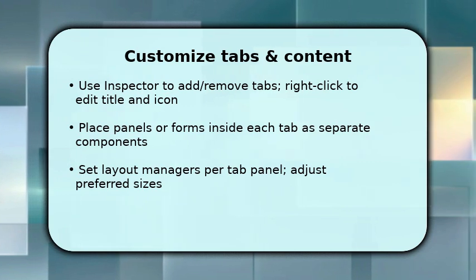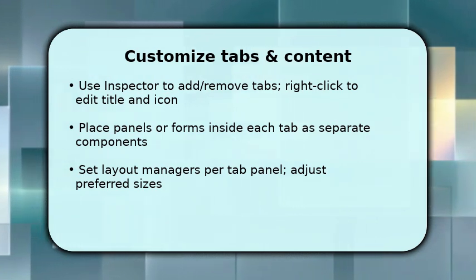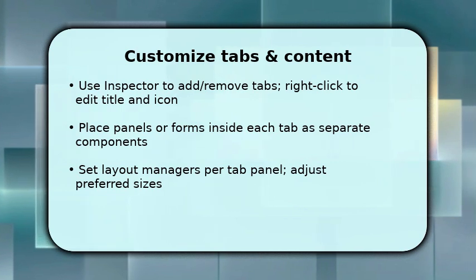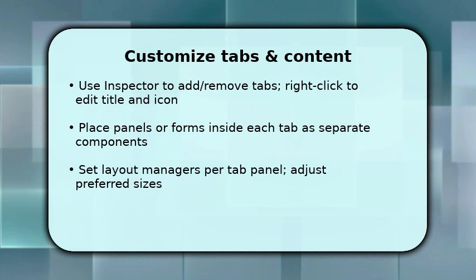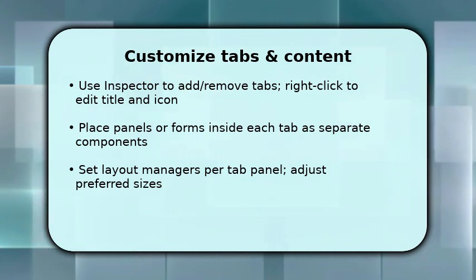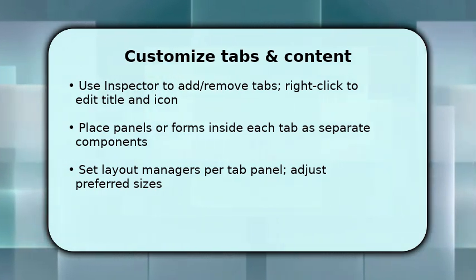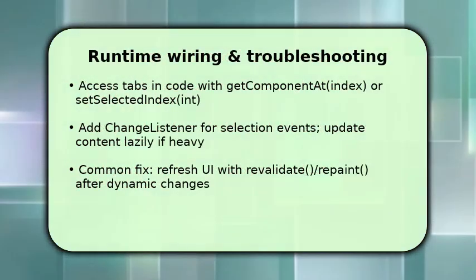controls. Once panels are placed, wire them to your JFrame class, expose methods, or use event listeners. Make sure to test tab switching in the preview to verify layout behavior. Finish by wiring runtime behavior and ensuring smooth interaction.